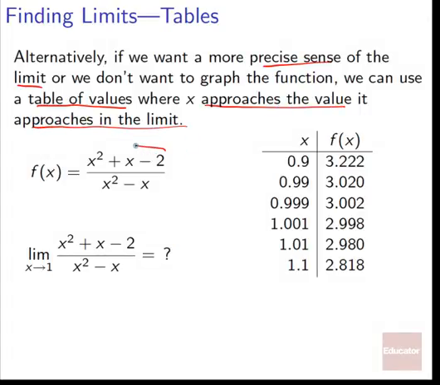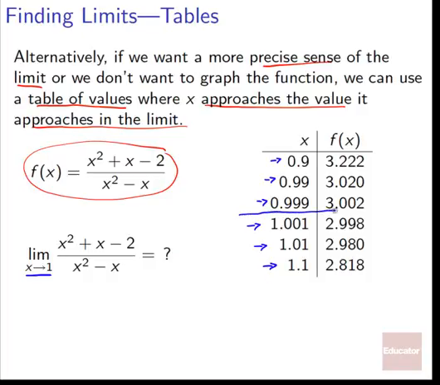So once again, we've got the same f of x equals x squared plus x minus 2 over x squared minus x. And now we're looking at the limit as x goes to 1 of that function. So same limit as before. So what we can do is we have 0.9, 0.99, 0.999. So we are approaching 1 from the left side there. We can approach it from the right side, 1.1, 1.01, 1.001. So we're getting closer and closer values.